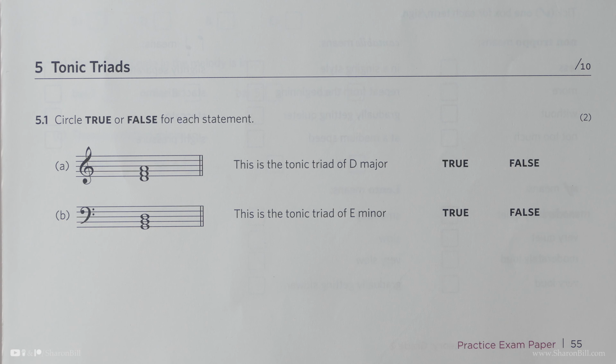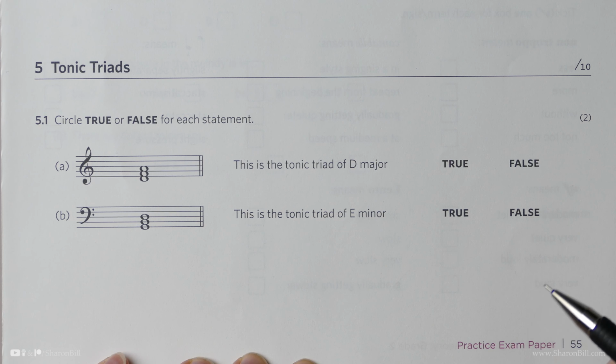Let's continue on with the topic of tonic triads. This is section 5 of the practice exam paper at the back of the Grade 2 Discovering Music Theory workbook, starting on page 55 for this section.